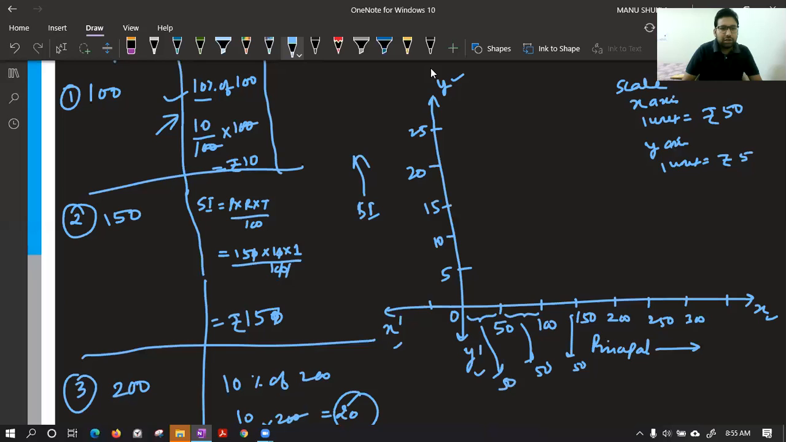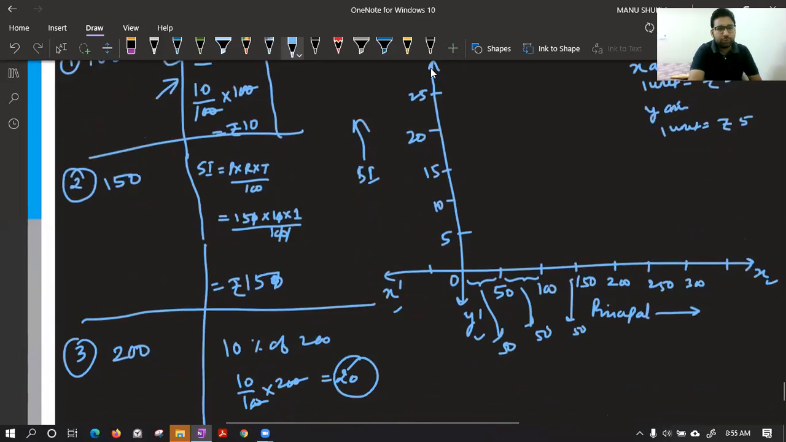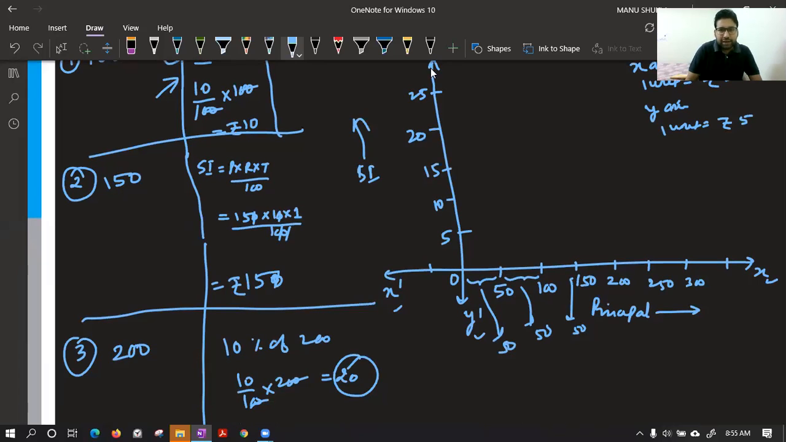Okay. Now let us put the values. The first value I got was for 100 rupees and 10 rupees. So when we deposit 100 rupees, we get 10 rupees. So how to locate the point? We will draw lines using a scale, and wherever they cut each other, this will be your answer, 100 comma 10. Similarly, you can put the other points also.